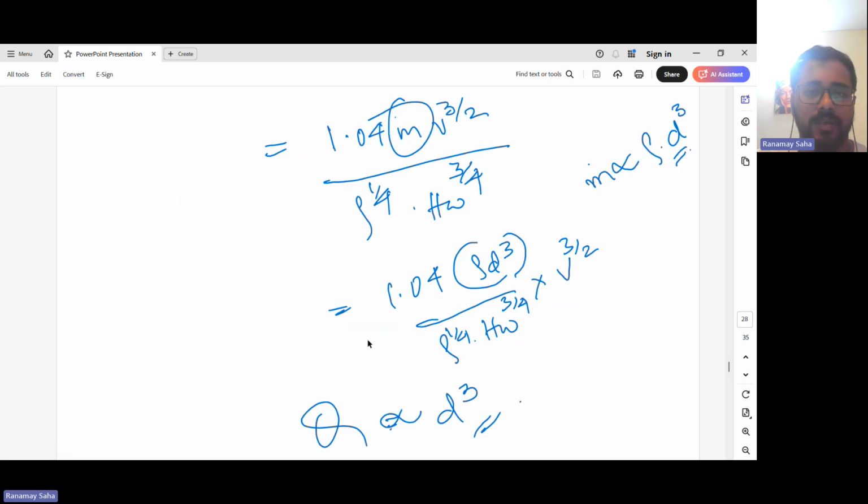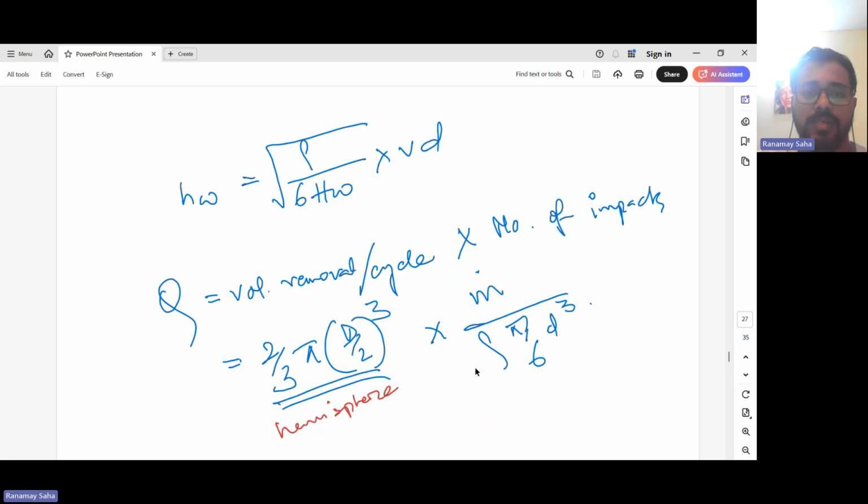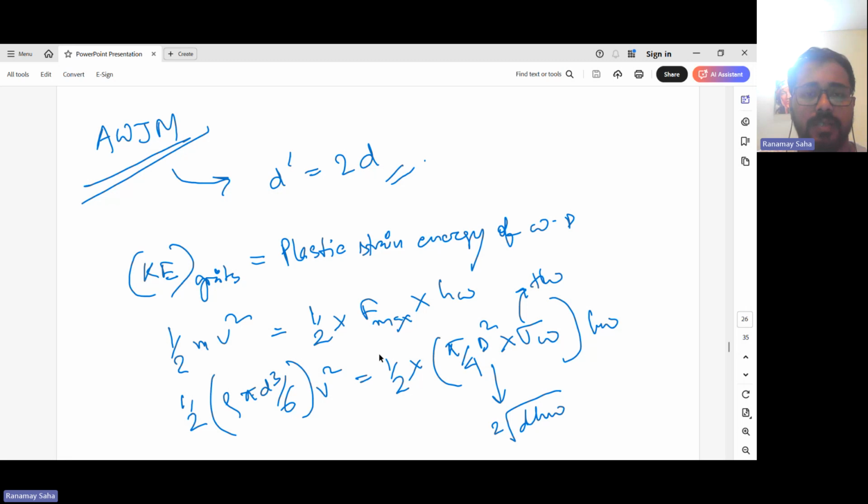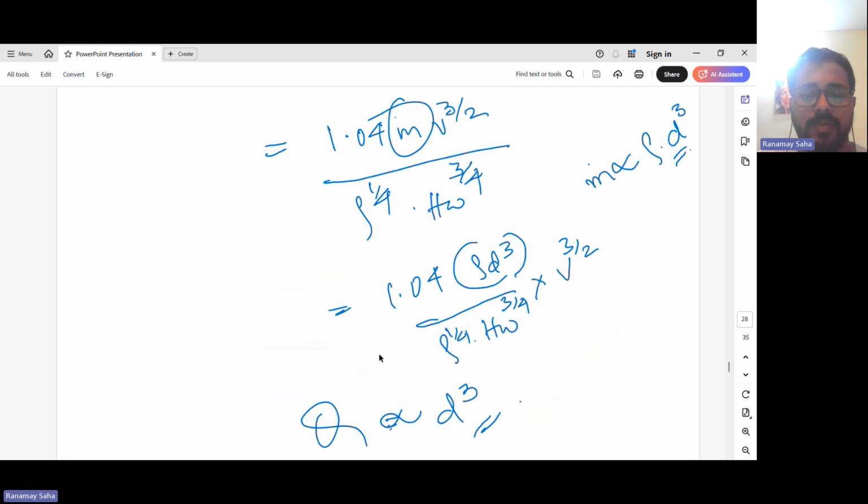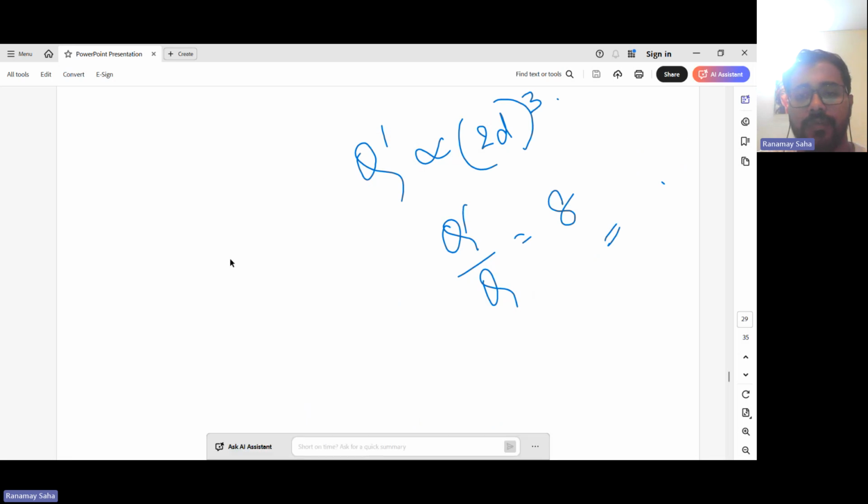And using that MRR value, you can simplify it to find out that the MRR actually is directly proportional to the grain dia cube. So the question was, what happens if the dia is doubled? Because it is varying directly with the cube of the dia, you can have the ratio of the new MRR to the old MRR as 8 times. So the new MRR becomes 8 times the old MRR by doubling of the grain dia.